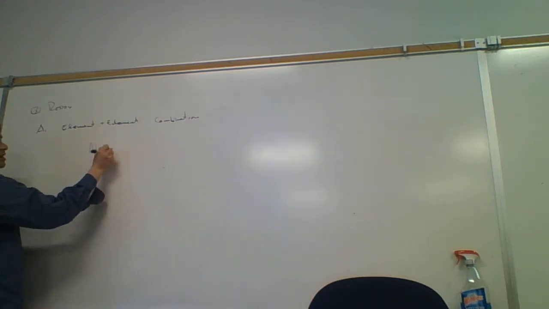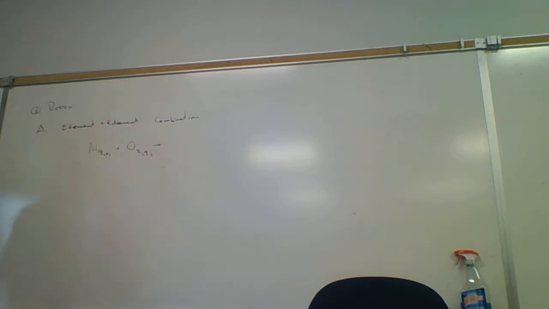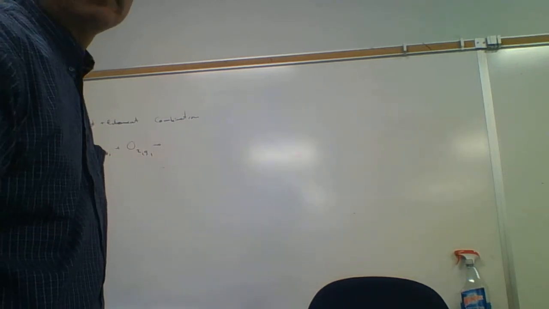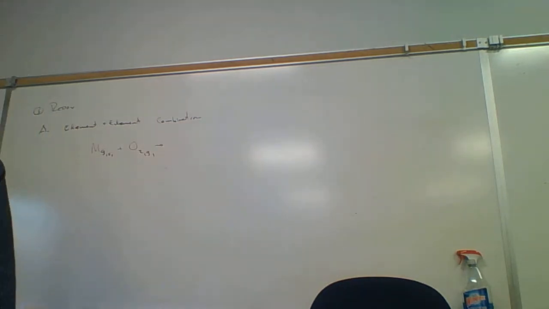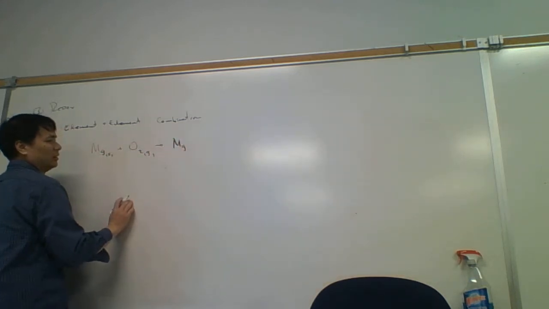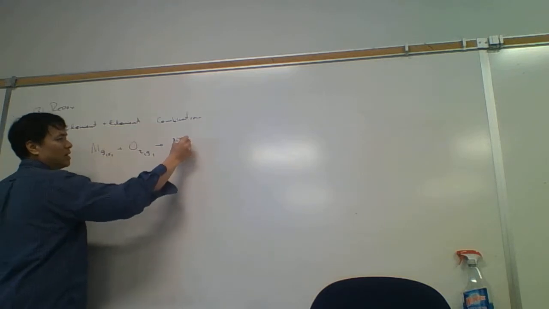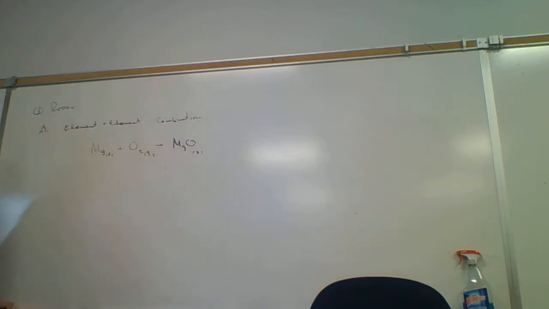So, for example, magnesium. If I take magnesium solid and oxygen gas, what forms? Magnesium oxide. And what's the formula for magnesium oxide? It's going to be magnesium 2 plus, oxide is going to be 2 minus, so it's just going to form MgO solid. In this case, there's no water around, it's just a solid and a gas.